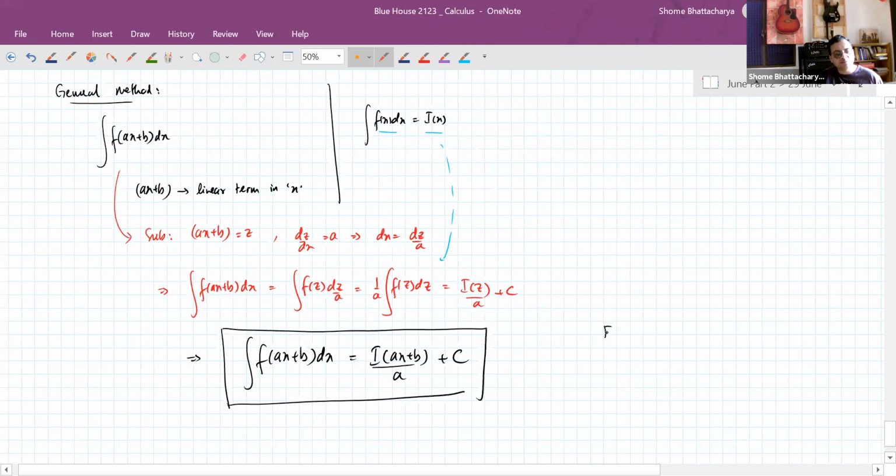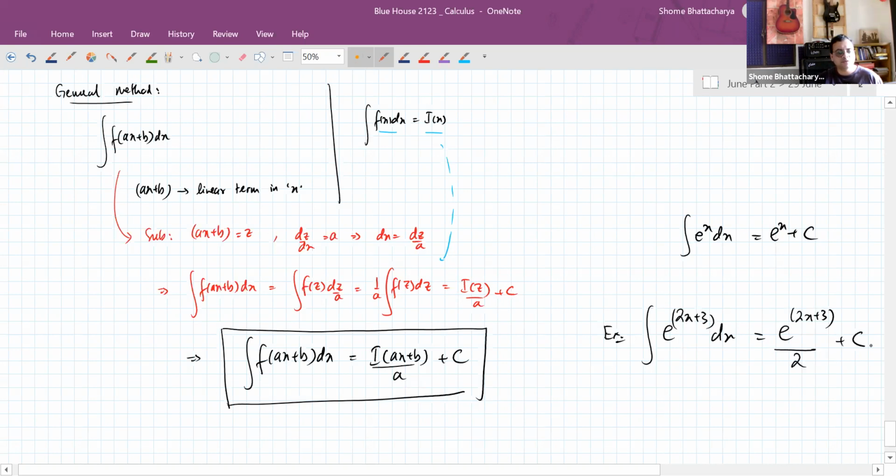So as a very simple example of this, if I have integration of e raised to the power 2x plus 3. Okay. Now I know that integration of e raised to the power x is equal to e raised to the power x. So it will become this term, but x is replaced with 2x plus 3. And of course, the antiderivative has to be divided by 2, which is the coefficient, plus c.